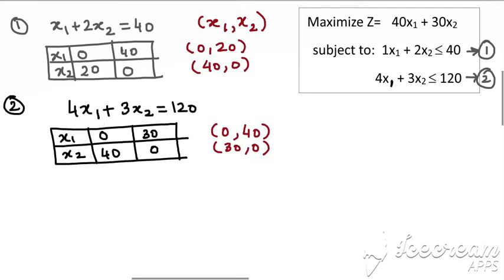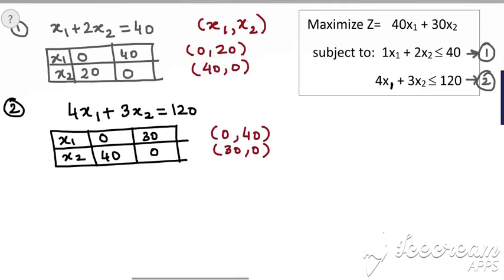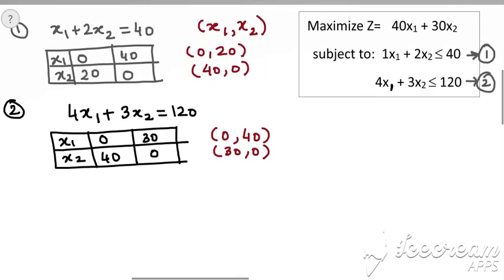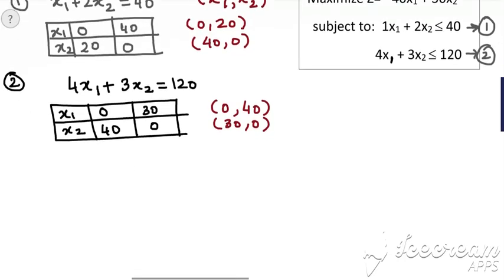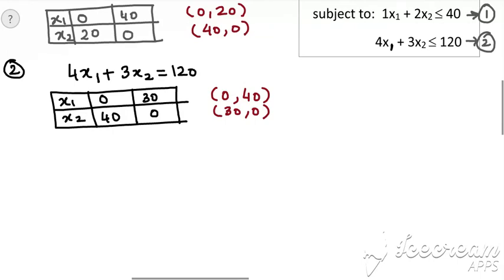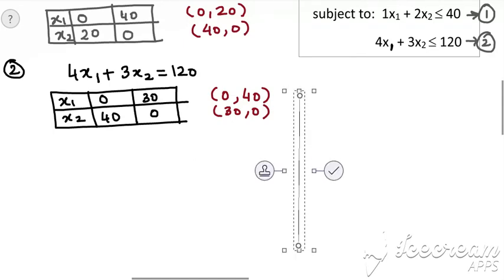Now let's draw these lines on a graph paper. So we can see that the maximum value for x1 is 40 and the maximum value for x2 is also 40. So let's draw the graph. Let's draw a straight line. This will generally be the y-axis. In our case, we are having the x1 axis, x2 axis. Okay.